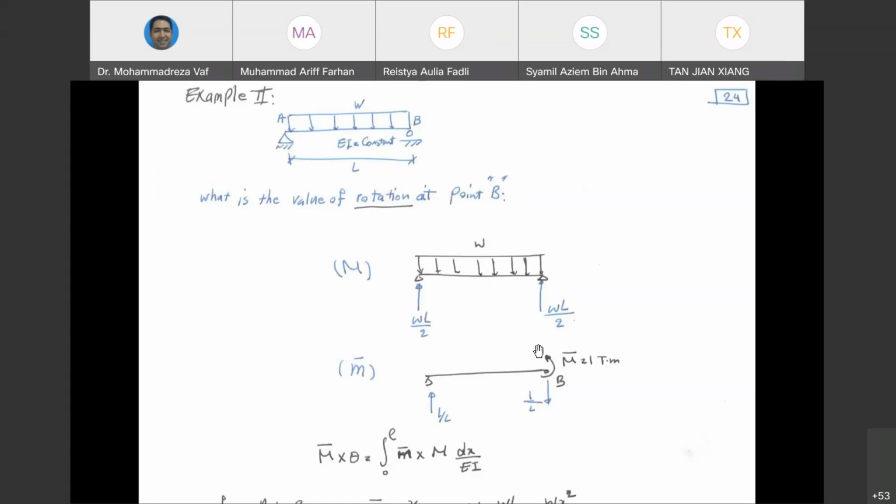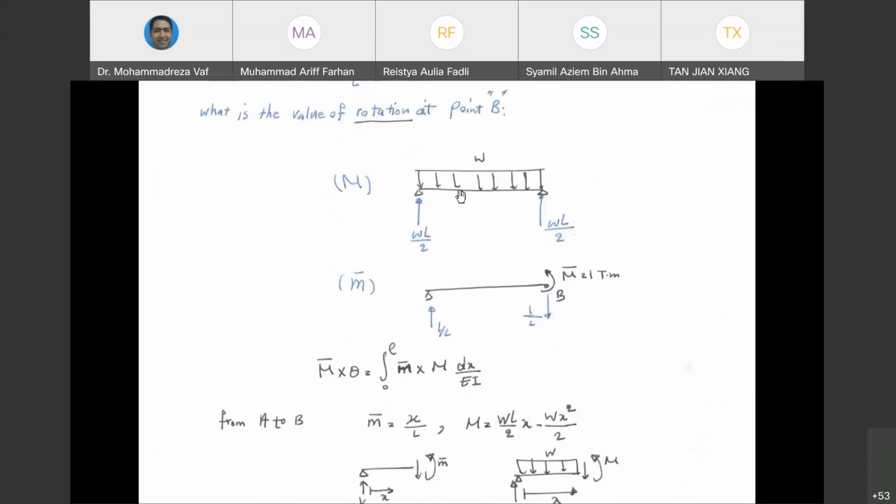Instead, we apply here a rotational moment at point B because our intention is to calculate rotation at point B. And the intensity is going to be also a unit, meaning 1 ton force for 1 kilonewton meter. So we need to calculate the bending moment for this structure. We need to calculate the bending moment for the virtual structure and put it inside our equation and get rotation.